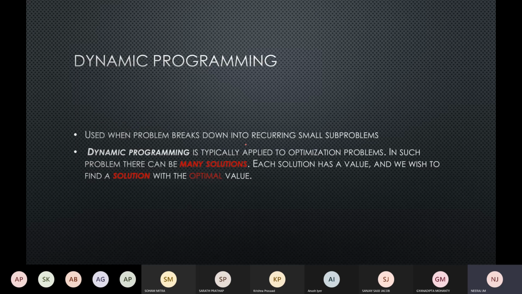So what is DP? When I explained divide and conquer, I told you about recursion. The only issue of recursion is time. Although it reduces your space, the only issue is your time. Your space is saved, but what about your time? That's when DP comes in. It is an optimization technique you apply where there can be many solutions, each solution has a value, and you wish to find a solution with the optimal value.